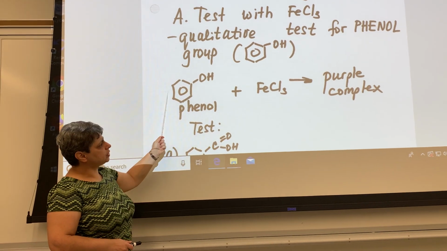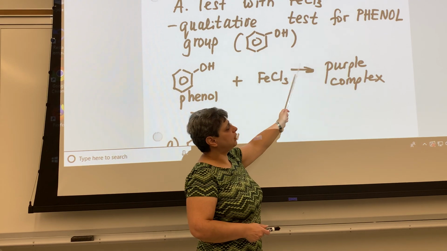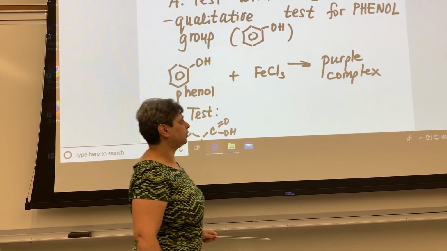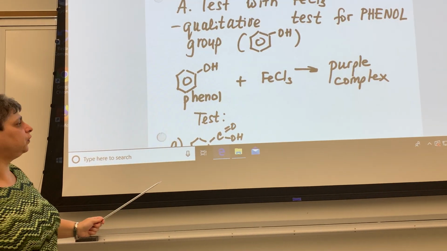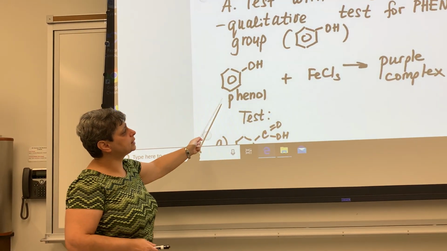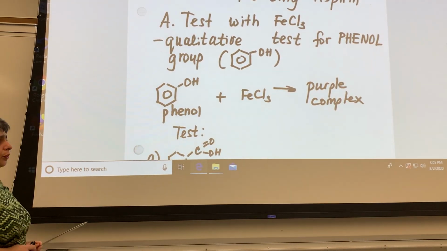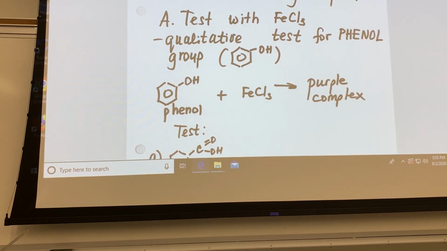Phenols are colorless in solution. FeCl3 is yellow. Whenever you get color change, I wrote purple here because that's exactly what we are looking for in this particular case. It may be some other color depending on the structure of the phenol, but the point is the color will change if phenol group is present. If there is no phenol, color will not change at all.